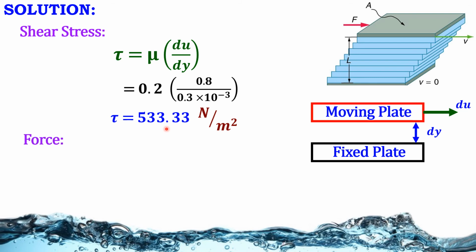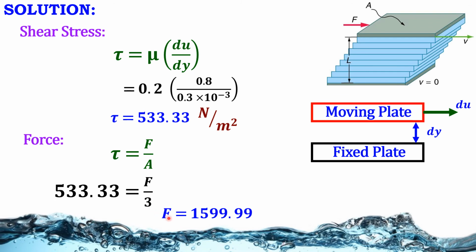Next, force. Tau is equal to force by area. We know that tau is 533.33 and area A is 3 meter square. Substituting over here, we get force F is equal to 1599.99 Newton.